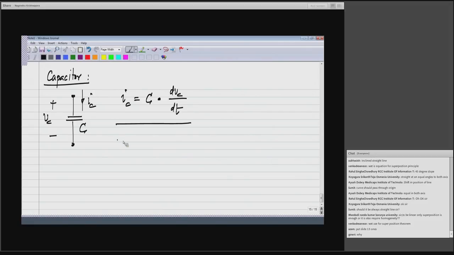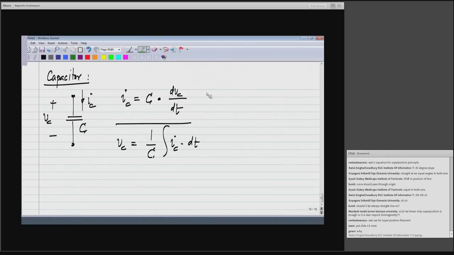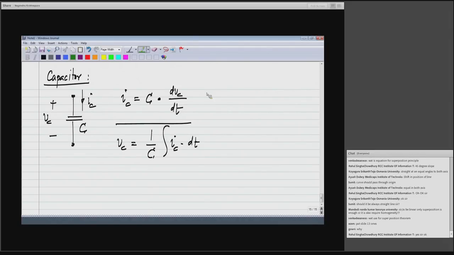And if I invert this, I can write the voltage across the capacitor as 1 over C times the integral of Ic dt. Now, one of the things about the capacitor that distinguishes it from a resistor is that the voltage across the capacitor depends on the current not at the present time, but all of the past time. Whereas for a resistor, the voltage at any instant is dependent only on the current at that instant. V equals IR is true even if V and I are varying with time. For each instant, V will be equal to IR.